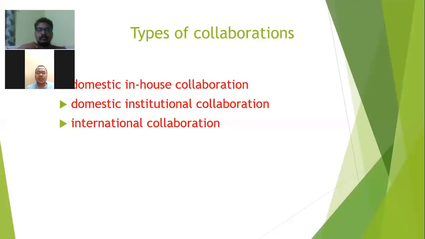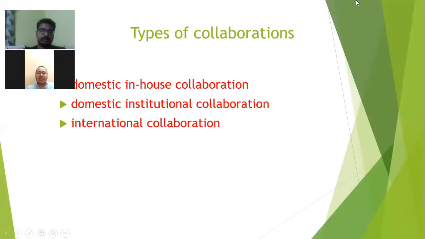Just to give one example related to your management: in management, you'll find some people working in finance, some people working in HR, some people working in operations. Likewise, in every kind of department, you will find subdomains. When, within a department, some people are collaborating with each other and doing some kind of work, that is also called domestic in-house collaboration.